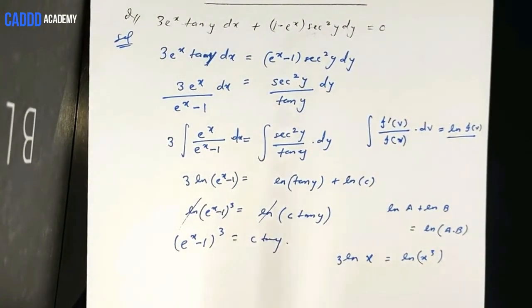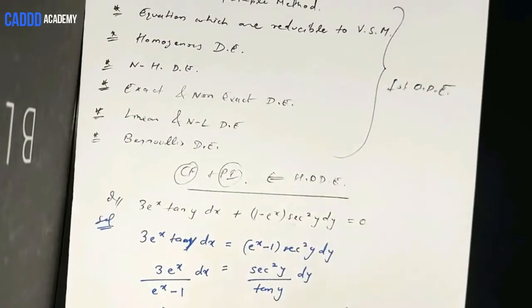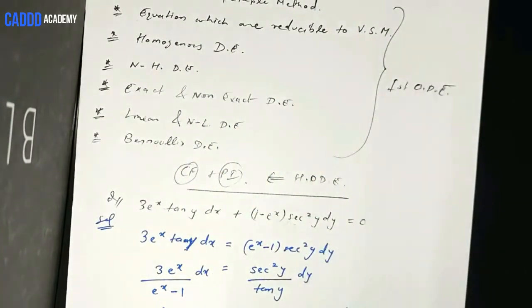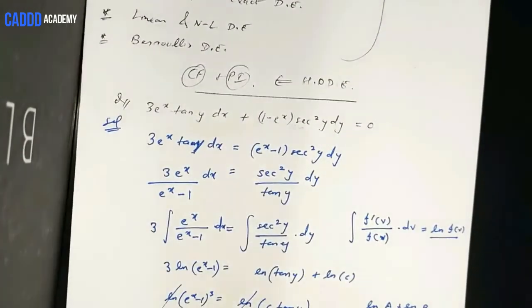Okay, so by this I am completing the variable separable method only. After that, equations which are reducible to variable separable method. Separating the variables was very easy in this equation. We will do another problem where we will not be able to separate the variables this easily.